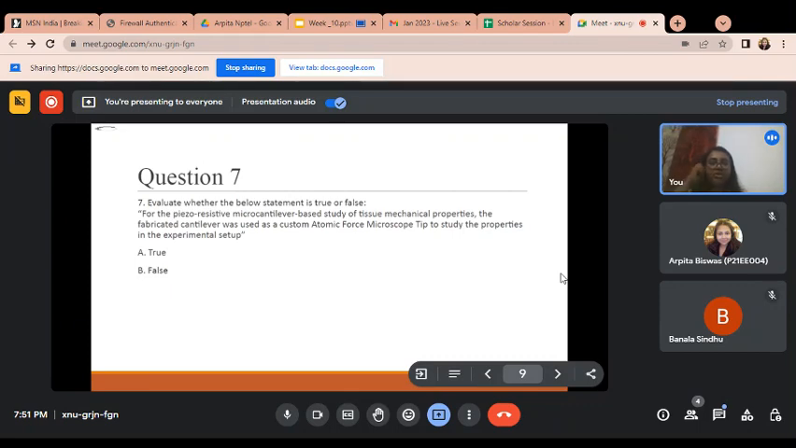At first, go through the statement carefully. For the piezo-resistive microcantilever based study of tissue mechanical property, the fabricated cantilever was used as a custom atomic force microscope tip to study the properties of the experimental setup. Go through the question carefully and take your time, then try to give the answer. And there is no hurry.